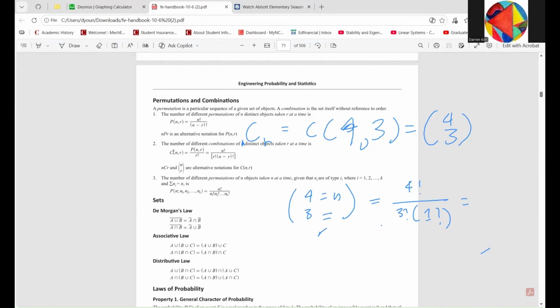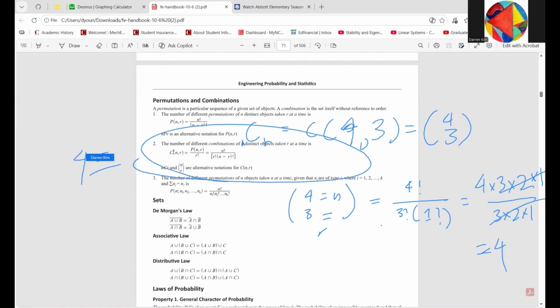Let me grab my calculator. I don't think it has an exclamation mark. I've been looking for a while, but I haven't been able to find that. So I'm assuming that I have to do 4 times 3 times 2, and then 3 times 2 times 1. Cancel that out. That equals 4. I'm being lazy here. So the number of permutations here is equivalent to saying 4 for this question.